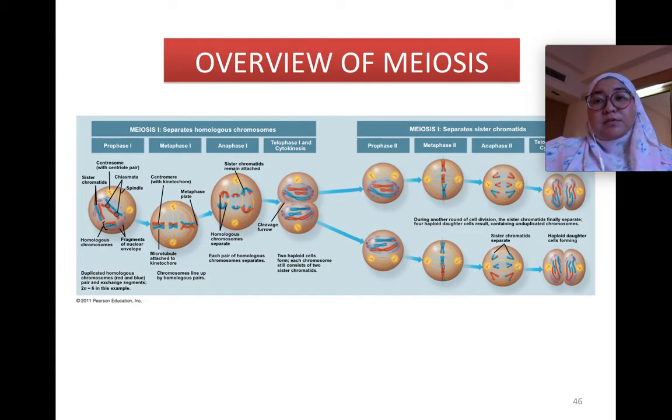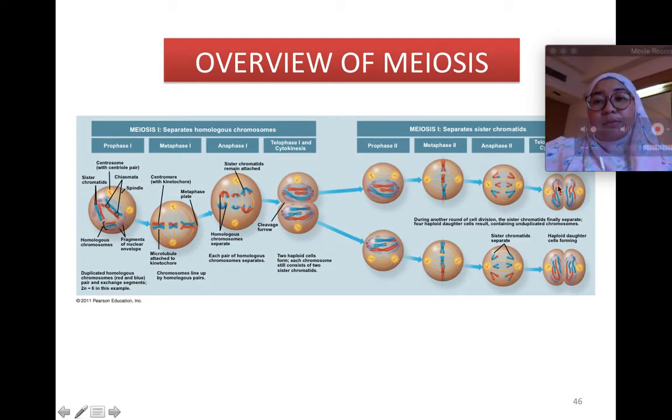Okay, so dalam gametes memang macam ni. And then meiosis 2 kita nak separate sister chromatids. At the end we will have 4 daughter cells and each of the daughter cells have haploid number and different genetic material from the parent cell.